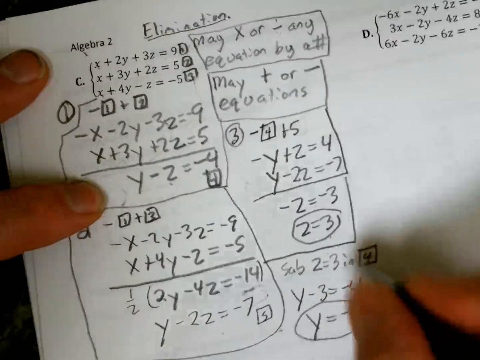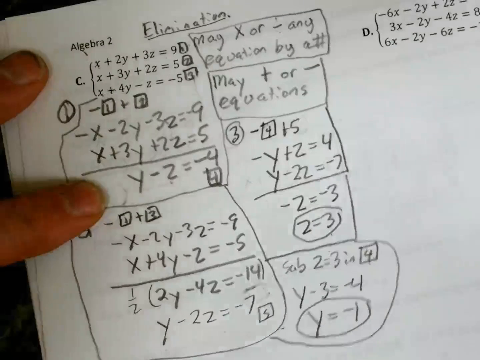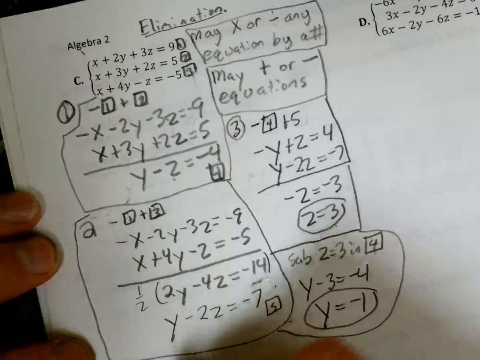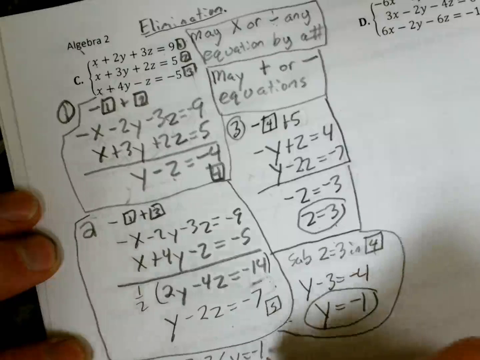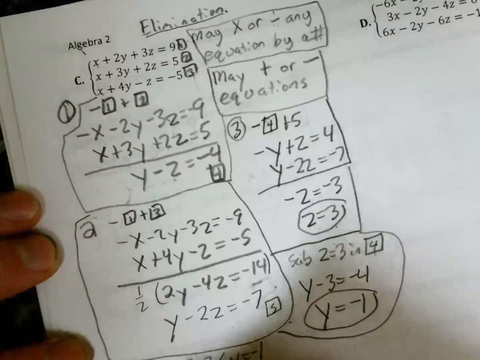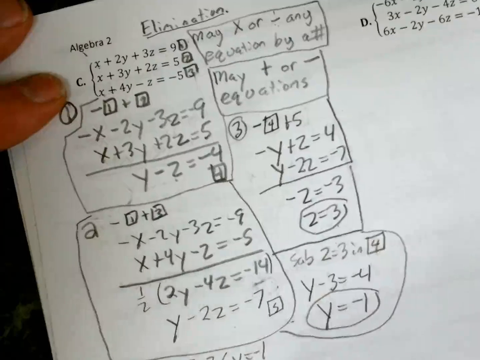So we have another step done. And look, we've got z and y. We just need x. So our last one is going to be to sub z equals 3 and y equals negative 1 into, let's do equation 1. That looks nice and easy, equation 1.